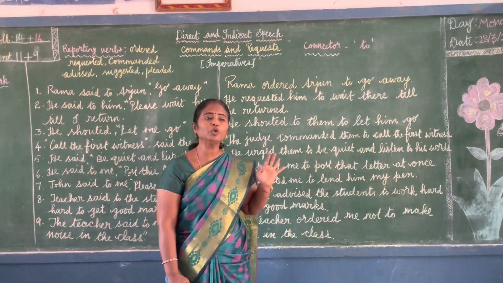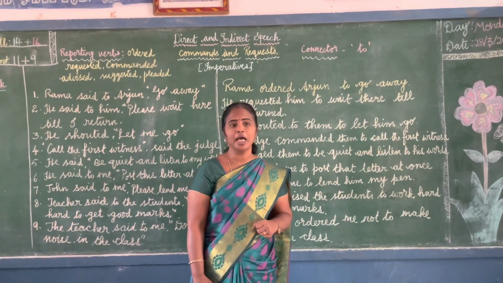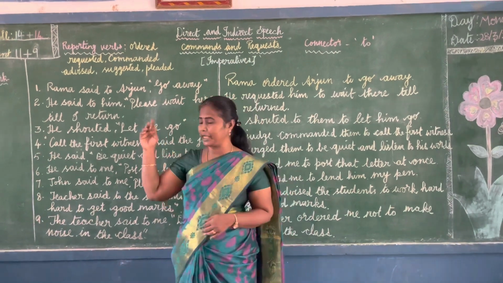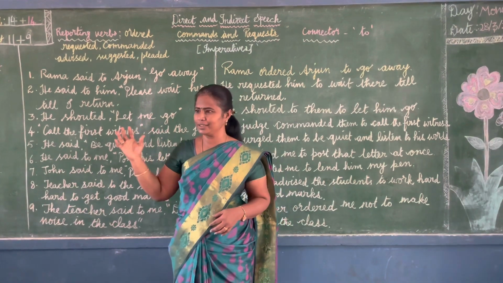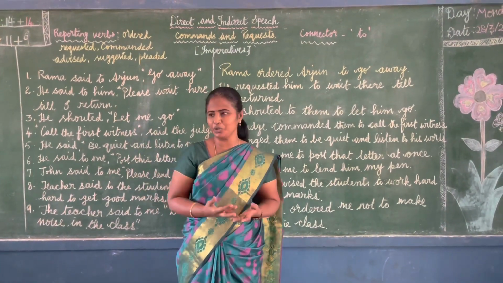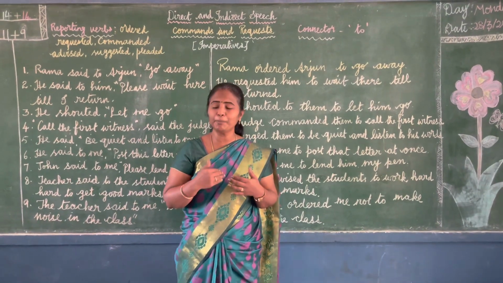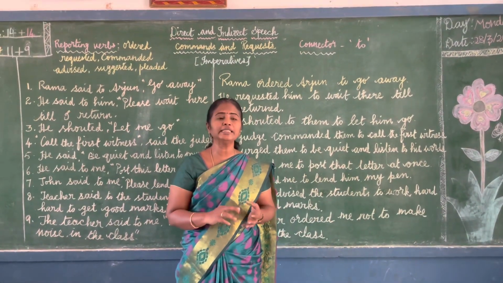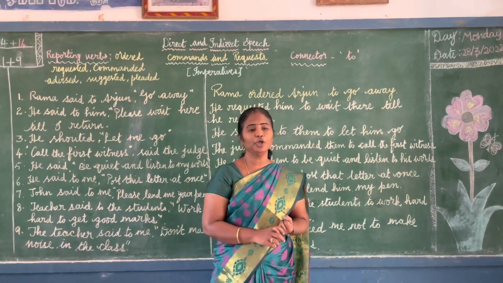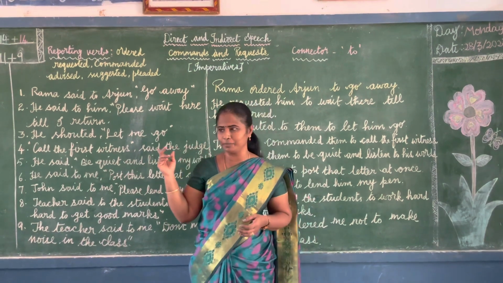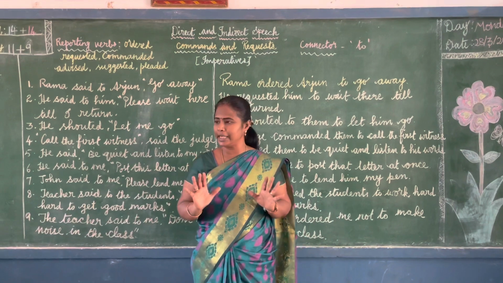Okay. So we have to use the imperative verbs. We have to use the verb. You have to use the reporting verbs like ordered, commanded, requested, advised. Okay. Asked also sometimes we can write. Suggested, instructed. Okay. These are all the reporting verbs you have to use while you are changing the direct imperative sentences into indirect. You have to follow these reporting verbs. Okay. So first you have to see the sentence.